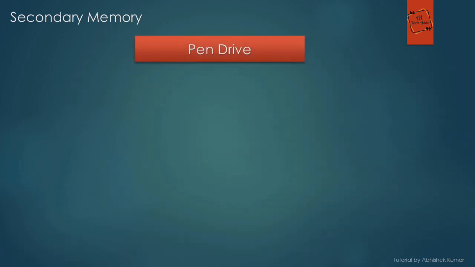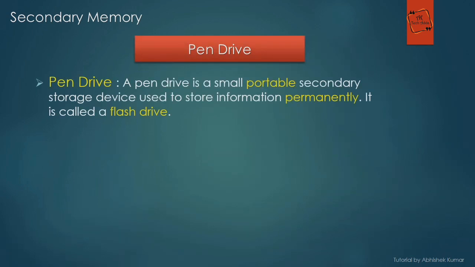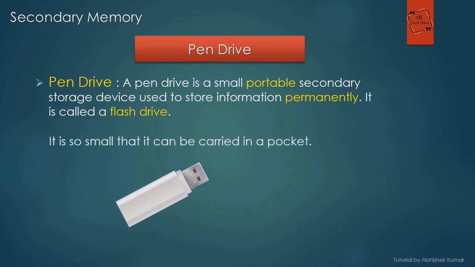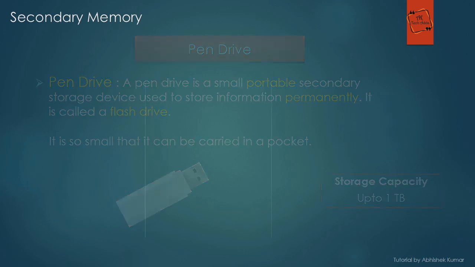Our next secondary storage device is pen drive. This is a small portable storage device that can store your data permanently. With a portable or external storage device, it becomes very easy to carry your data. You can get a pen drive with a storage capacity up to 1 TB.